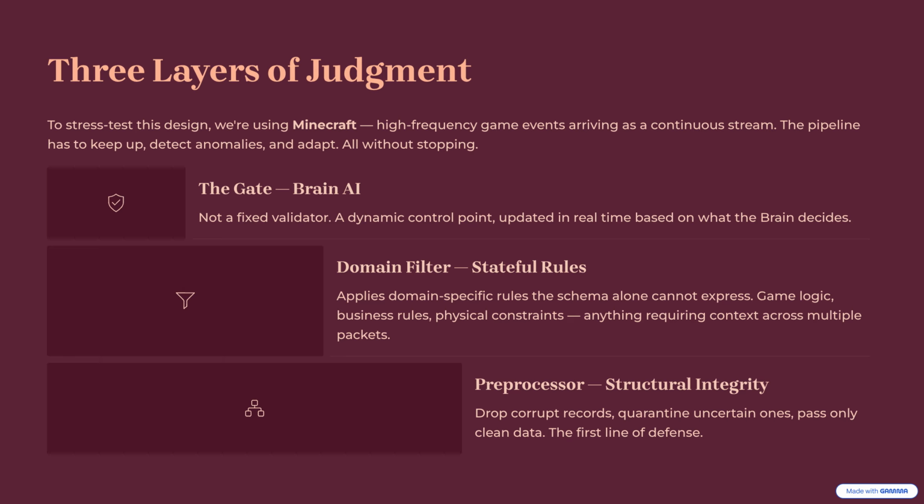3 layers of judgment. To stress test this design, we're using Minecraft, high-frequency game events arriving as a continuous stream. The pipeline has to keep up, detect anomalies, and adapt, all without stopping. The gate, controlled by the brain AI. Not a fixed validator, a dynamic control point, updated in real time based on what the brain decides.